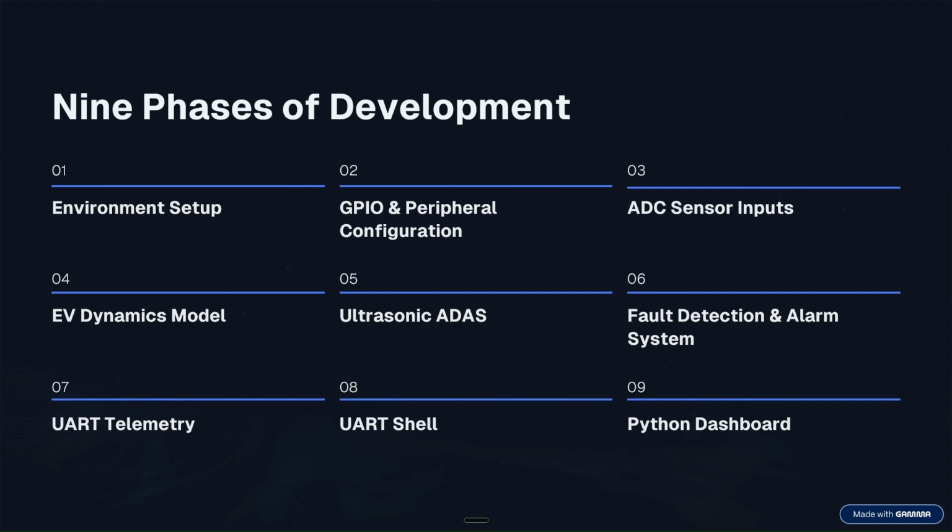The fifth phase added ADAS safety functions. In the sixth phase, we implemented fault detection and alarm generation. In the seventh phase, we established UART telemetry communication. In the eighth phase, we developed a UART command shell for testing and debugging. Finally, the ninth phase created a Python dashboard to visualize all vehicle information in real time.